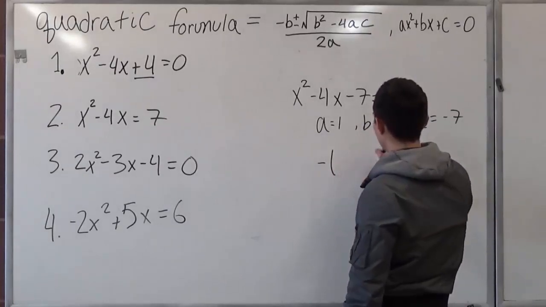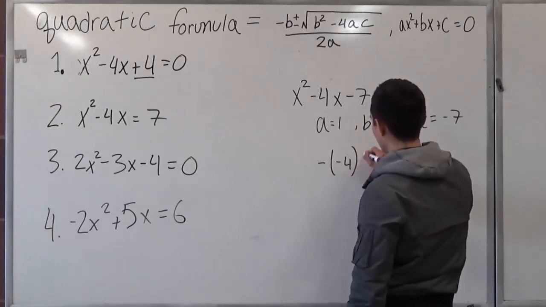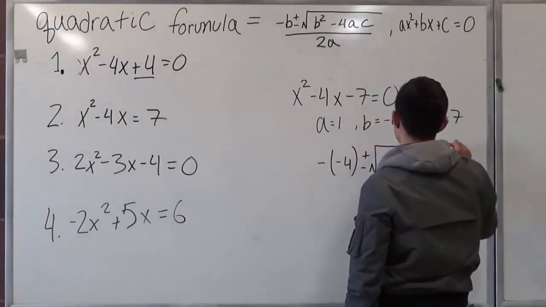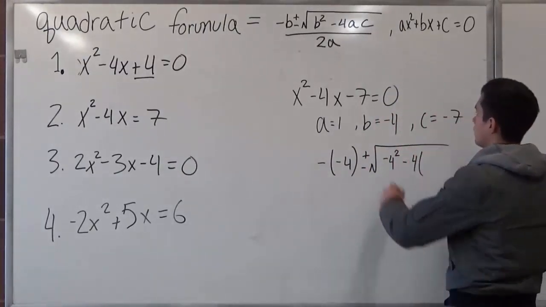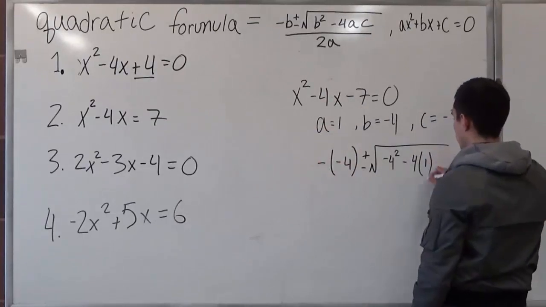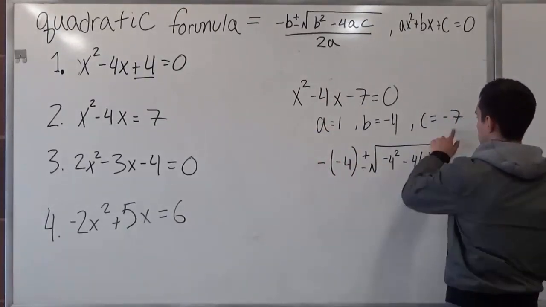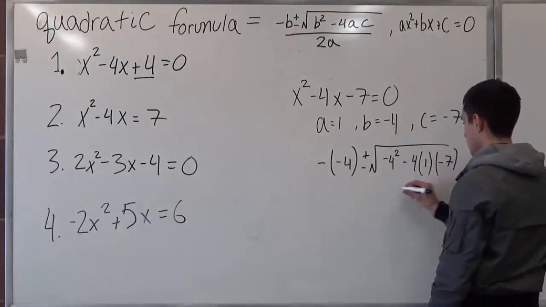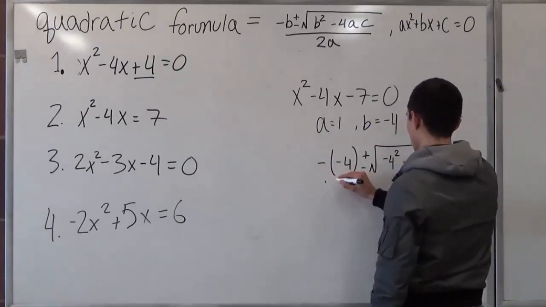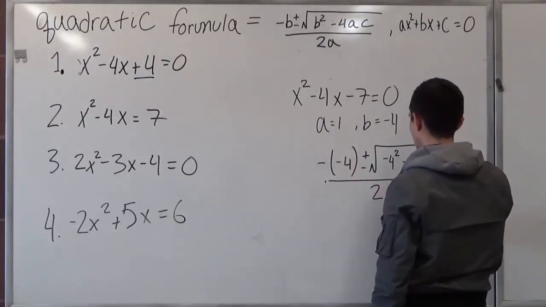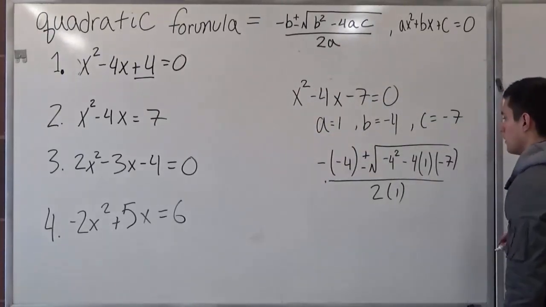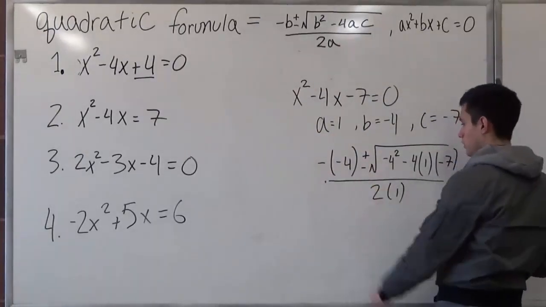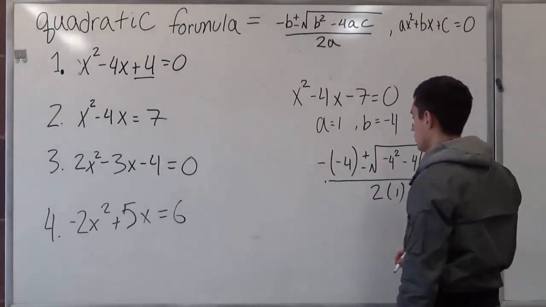So negative b, b is negative 4, plus or minus negative 4 squared minus 4 times a is 1, times c is negative 7, all over 2 times 1, because a is 1. So now we do the math and try to compute this.